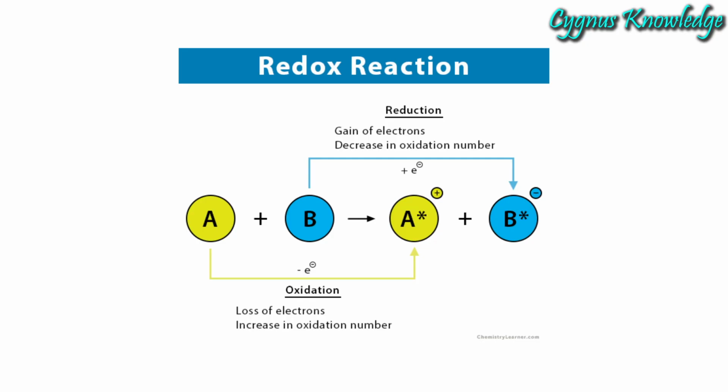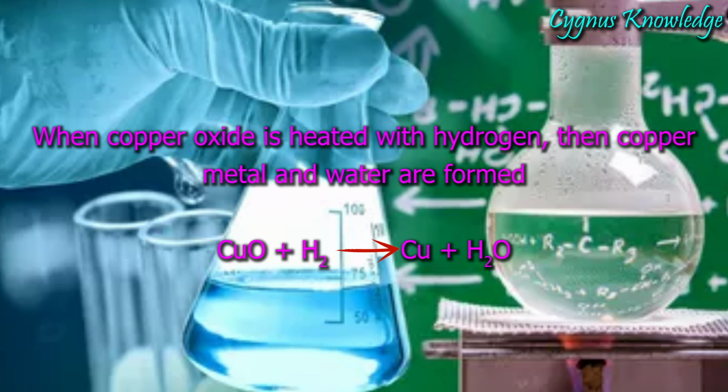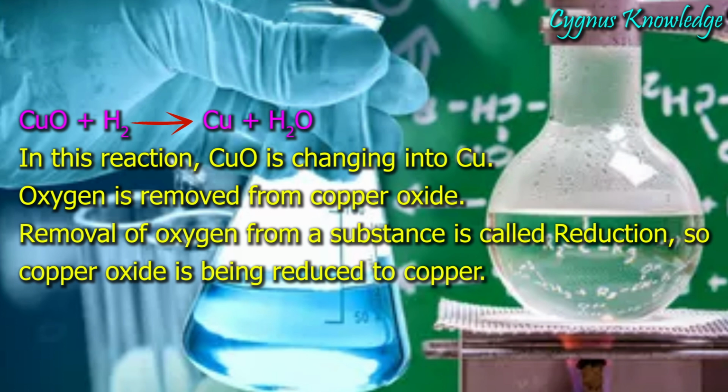The reaction in which oxidation and reduction both take place simultaneously is called redox reaction. When copper oxide is heated with hydrogen, then copper metal and water are formed. In this reaction, copper oxide is changing into copper. Oxygen is being removed from copper oxide.